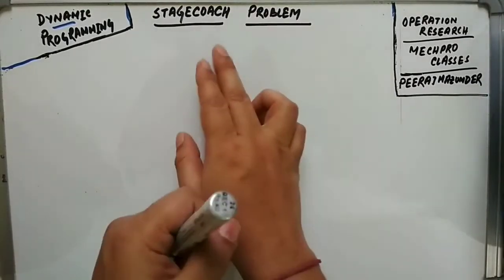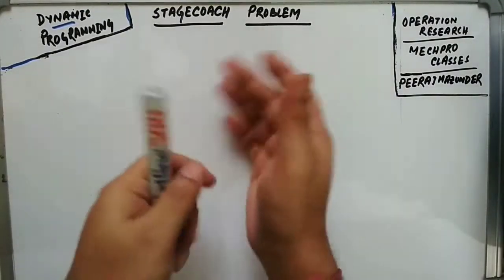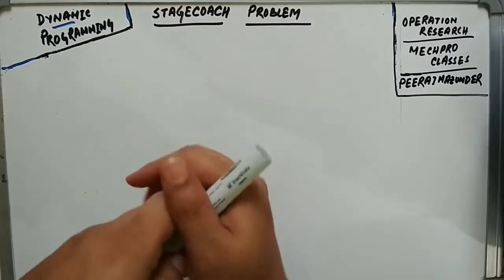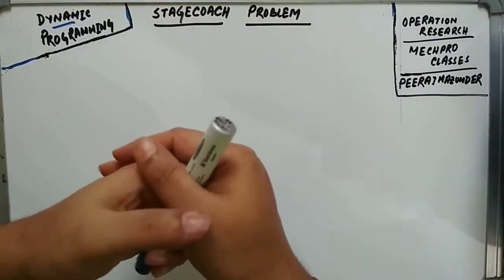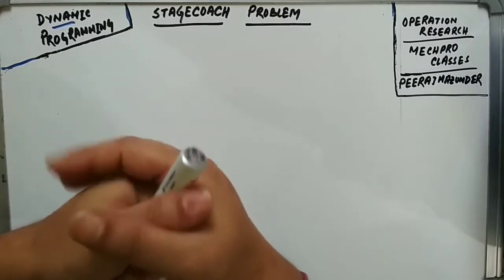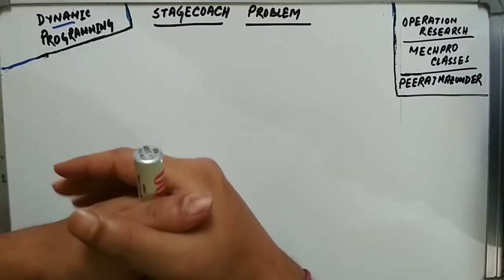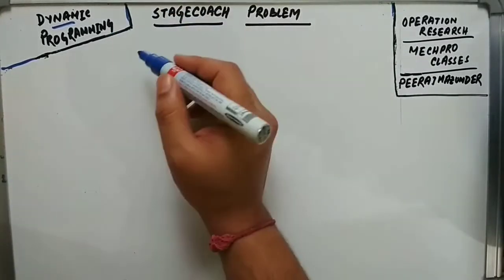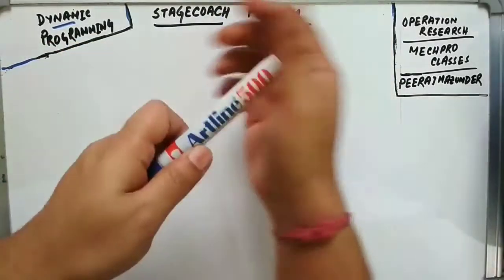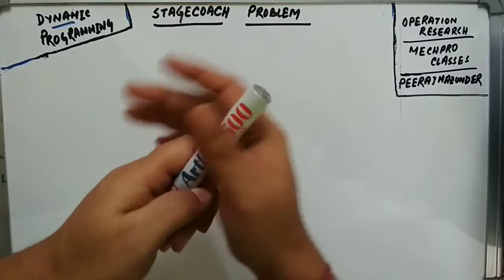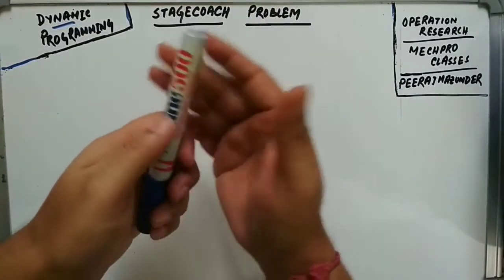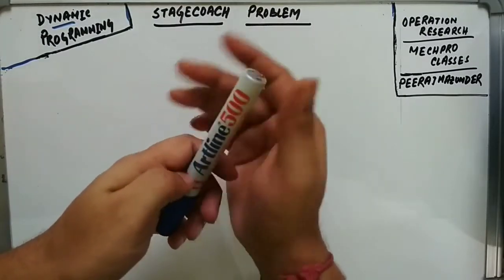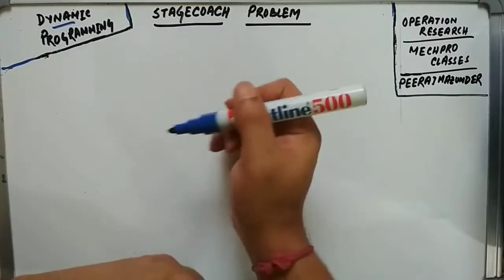We have this stagecoach problem as well as the knapsack problem under dynamic programming in your syllabus of mechanical engineering. Previously we learned that Bellman was the founder of dynamic programming, and we also learned Bellman's principle of optimality. Just to remind you, an optimal policy has the property that whatever the initial state and the initial decisions are, the remaining decisions must constitute an optimal policy with regard to the state resulting from the first decision.